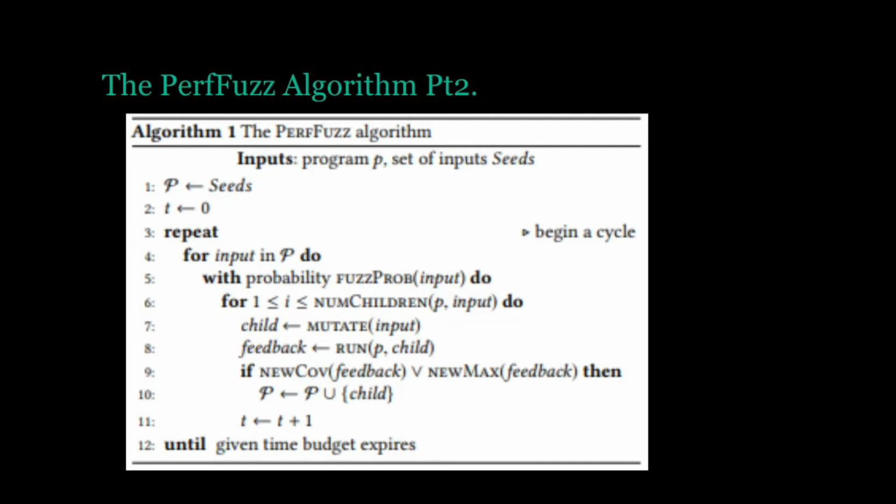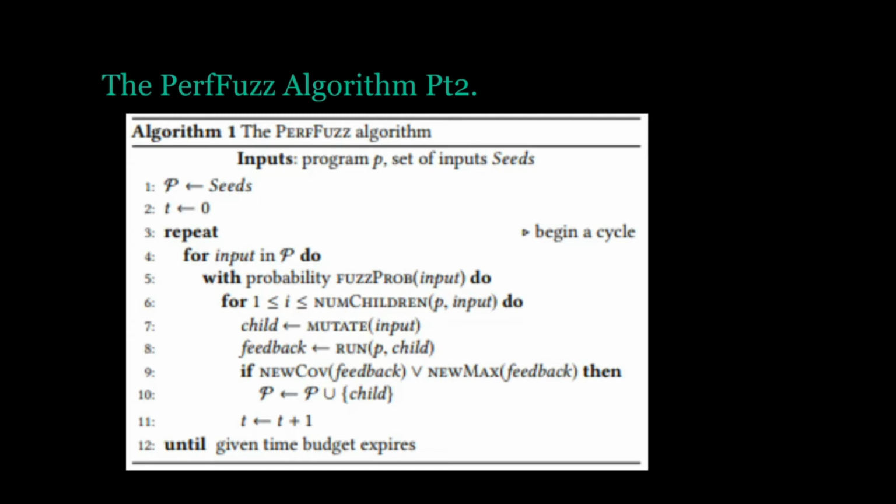Line 6 is where both the decision of how many children there will be for an input is made, and for each of those children, they must mutate each child of the parent, which is at line 7. Num children is a method taken from AFL to decide how many children there should be. And line 7 is where the mutation happens, which is a PerfFuzz algorithm that we'll talk about in a little bit. Line 8 is where the actual execution of the program takes place.